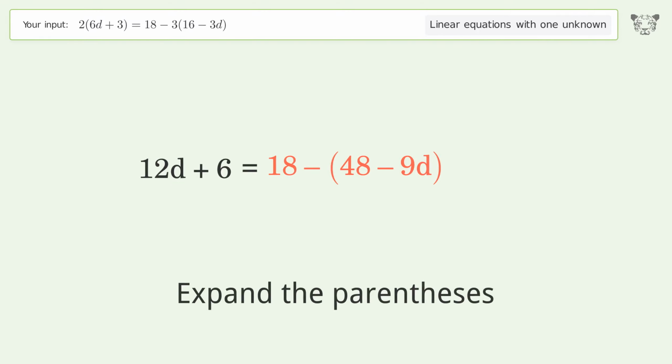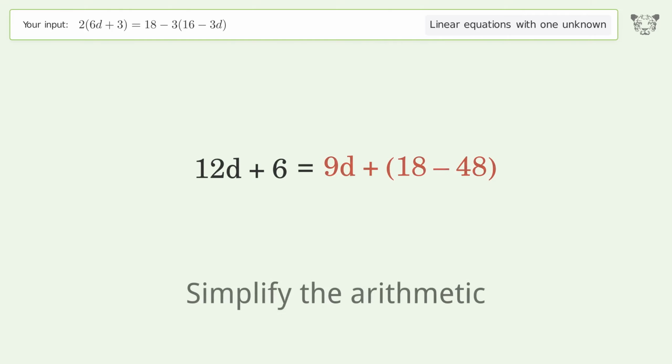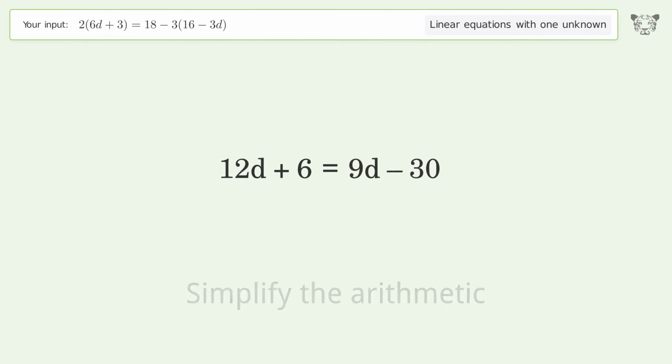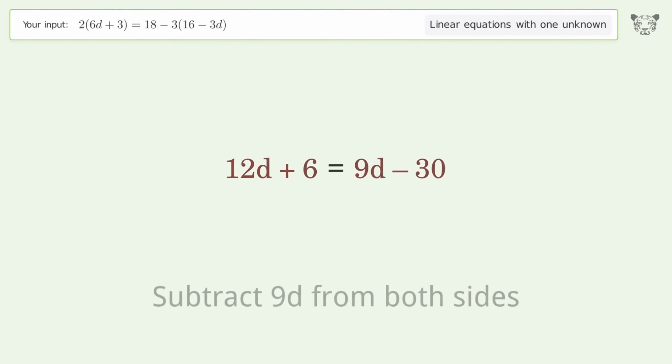Expand the parentheses. Group like terms. Simplify the arithmetic. Group all d terms on the left side of the equation. Subtract 9d from both sides.